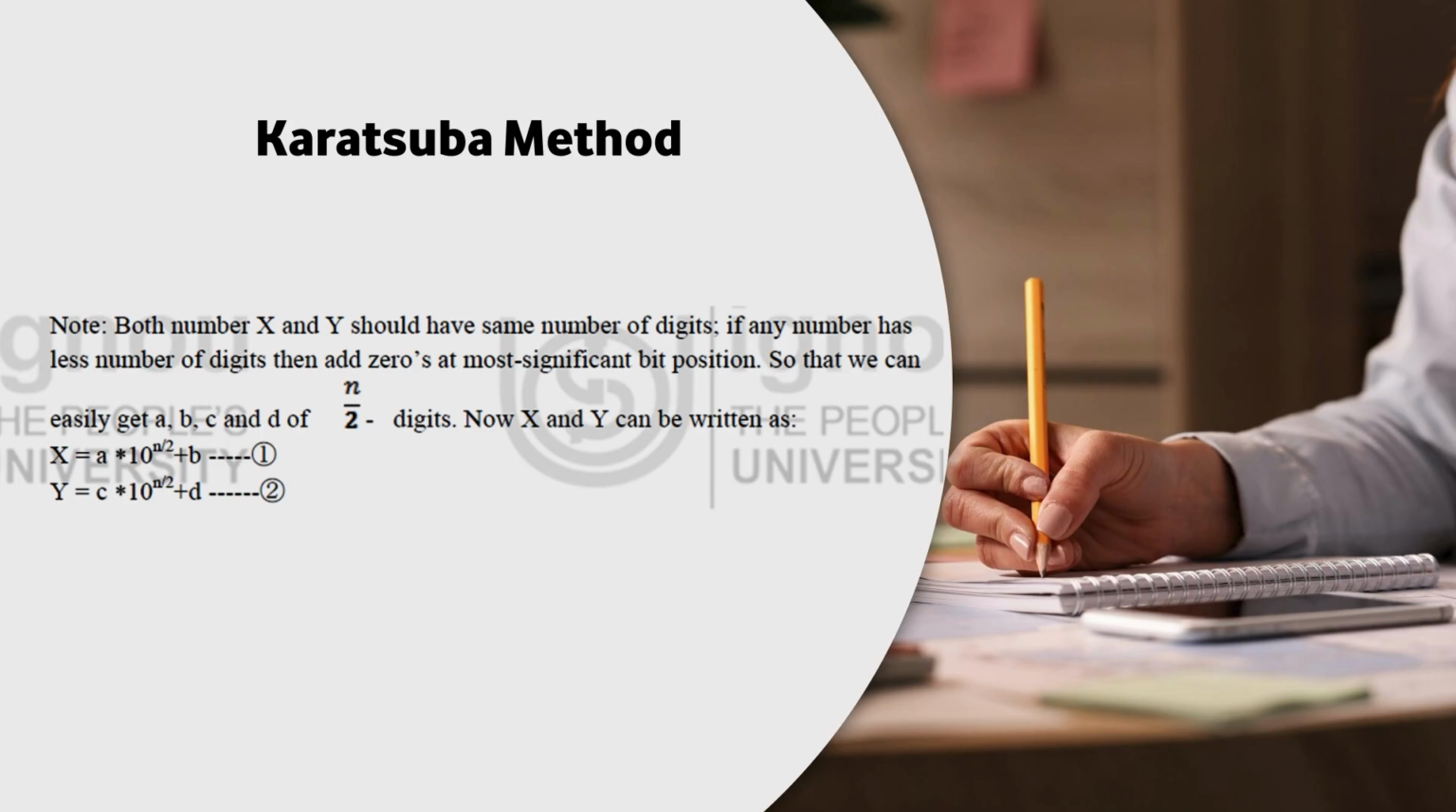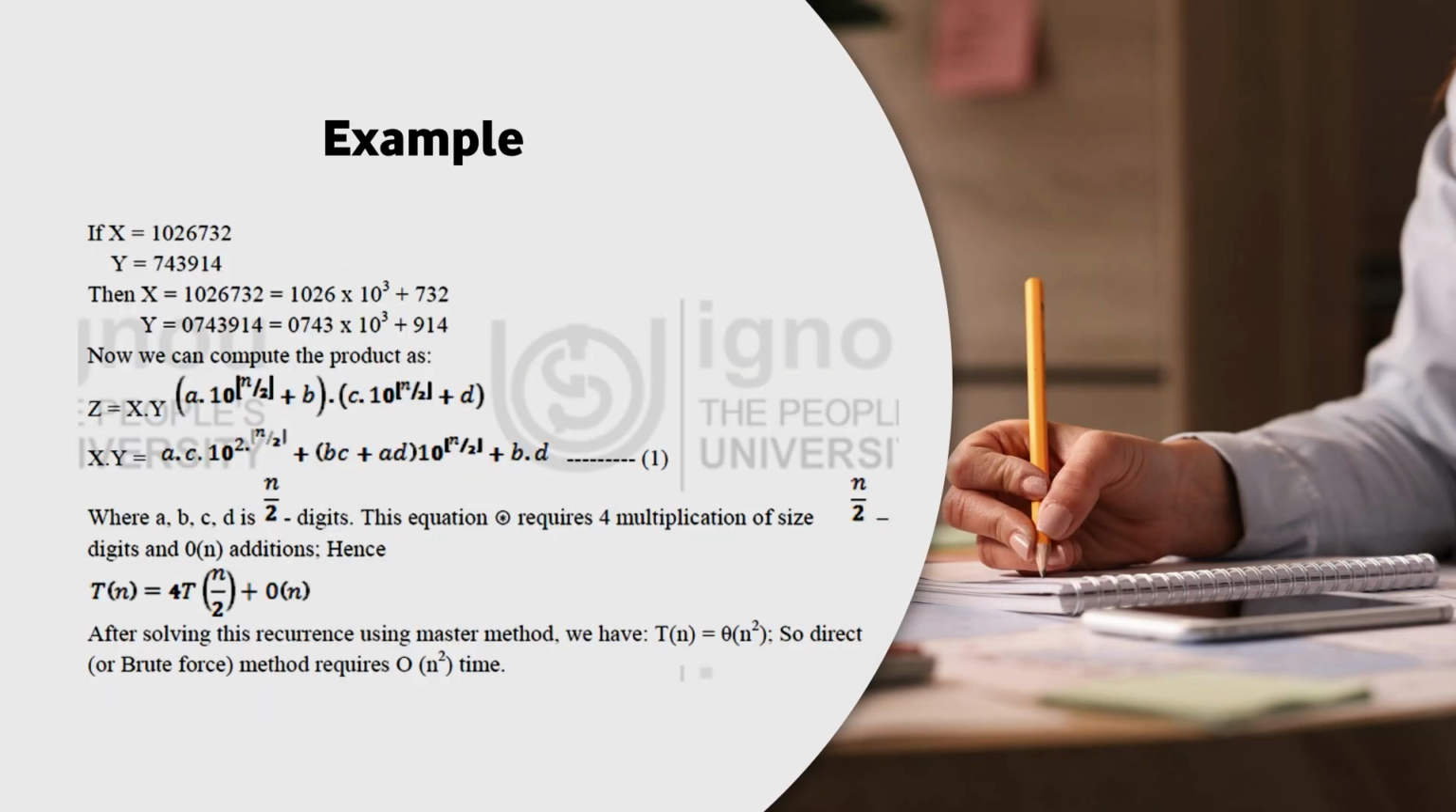Again, you divide the numbers into two parts, n by 2. To obtain the original number, you simply multiply one part by 10 raised to power n by 2 and add the other part. Okay, so I'll show you in the example. In the example you can see there is a number x, 102672, which has 7 digits, and another which has 6 digits, that is 743914.